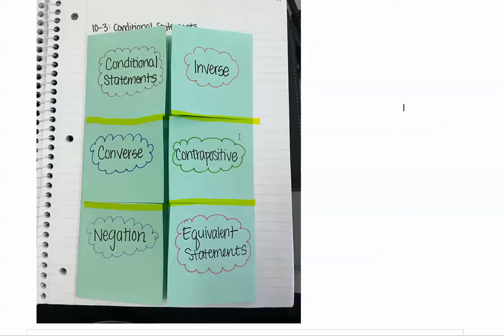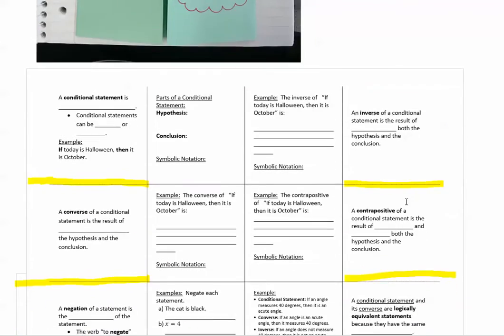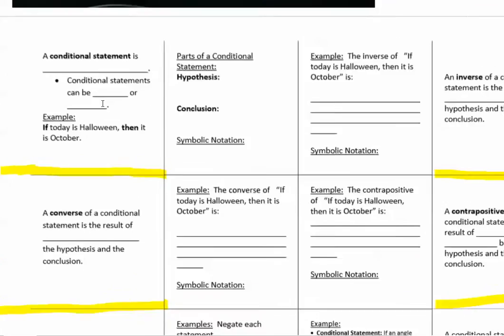Okay, so these are the titles. You can go ahead and write these on there. Feel free to pause the video if you need to take more time to write them down. So we have conditional statements, converse, negation, inverse, contrapositive, and equivalent statements. So let's go ahead and get started with conditional statements. I'm going to zoom in a little bit.